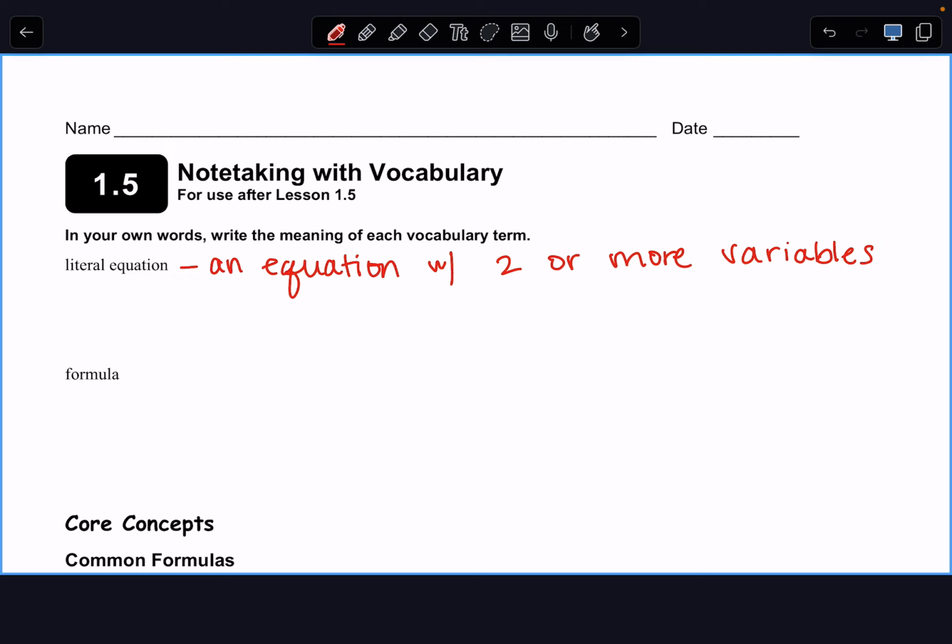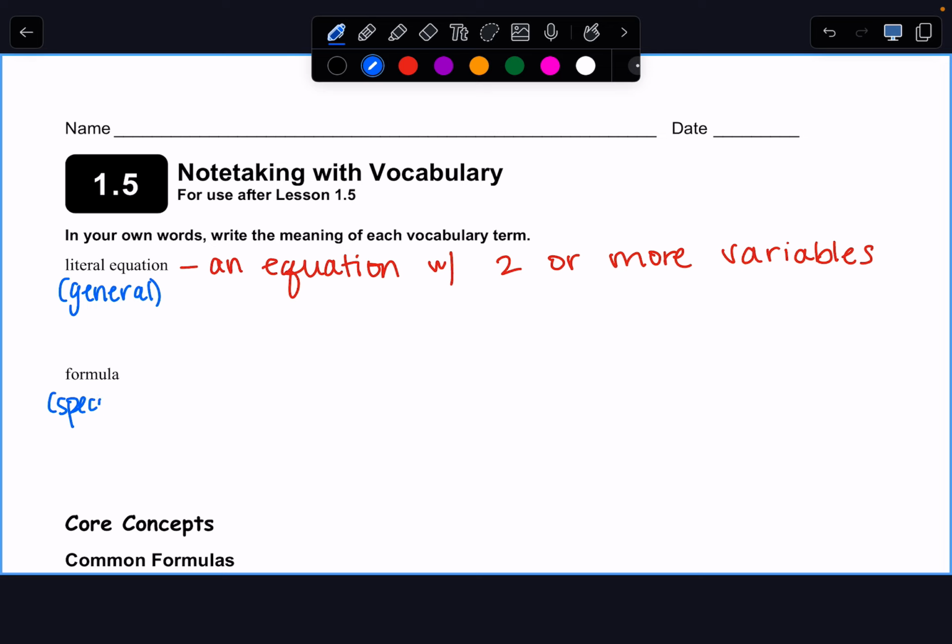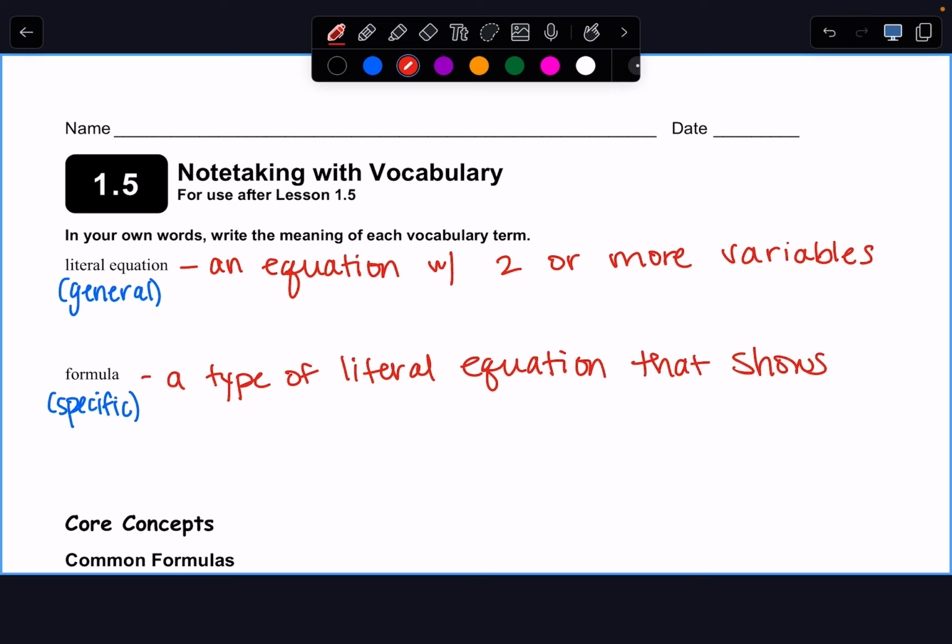Okay, now, in general, anything with more than one letter that's an equation is a literal equation. But specifically, we have formulas, okay? A formula is a type of literal equation that shows how one variable is related to another.